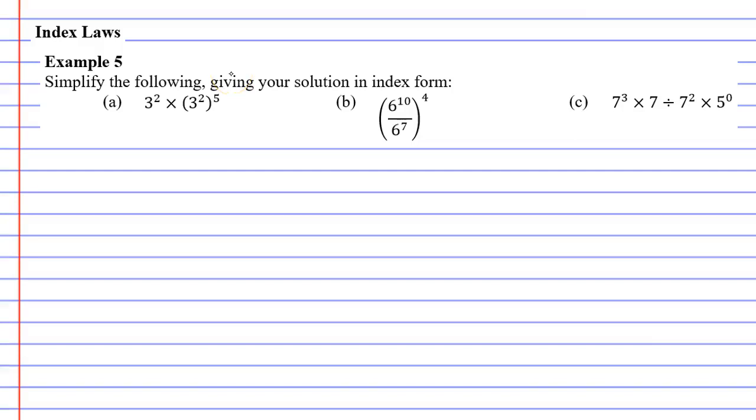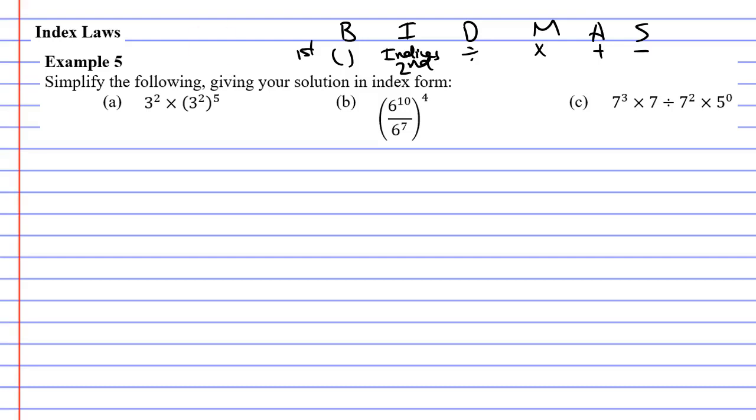In this video we are going to complete example 5, which is basically a culmination of all the index laws in one. It's important when we simplify these to remember the order of operations. I use the acronym BIDMAS, which basically states that brackets should be done first and indices should be done second before we do any division, multiplication, addition or subtraction. This is important because we have sets of brackets here and we have a lot of indices here as well.